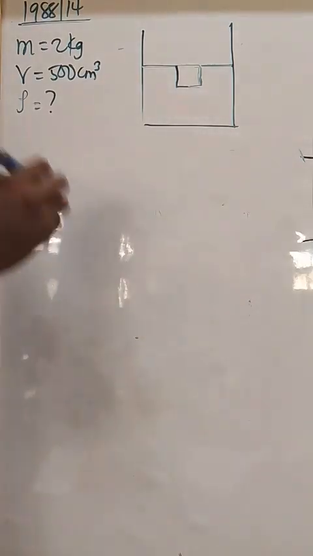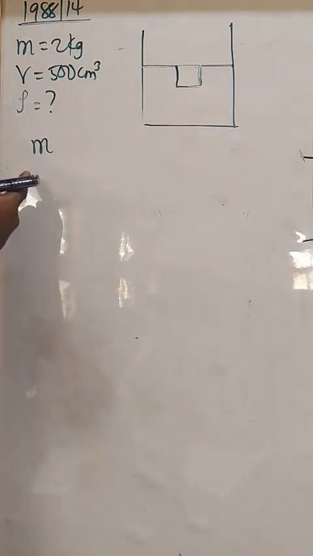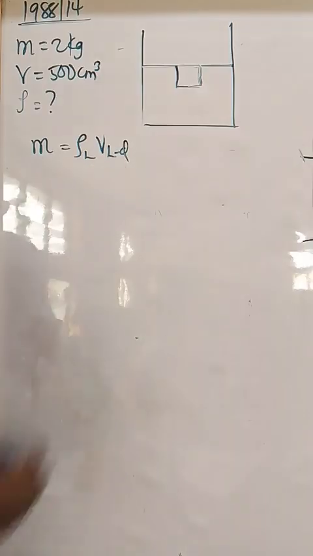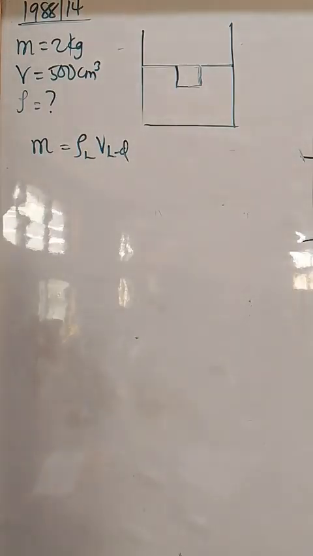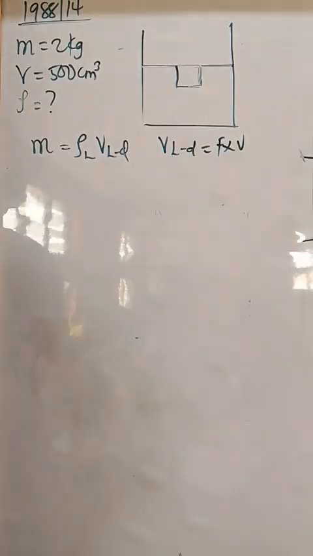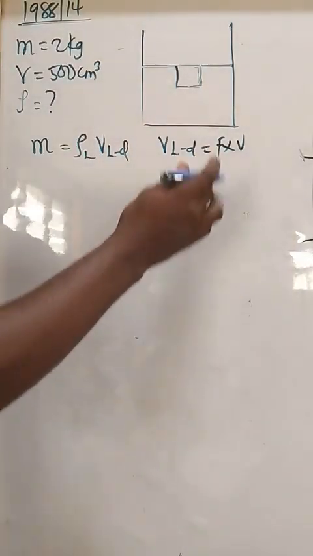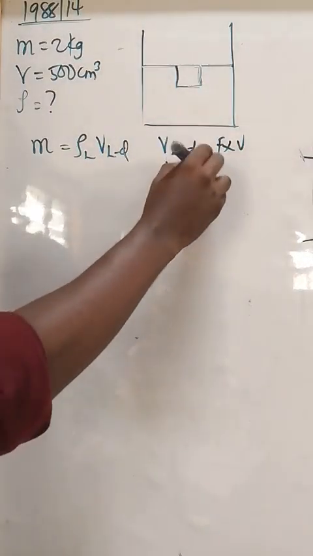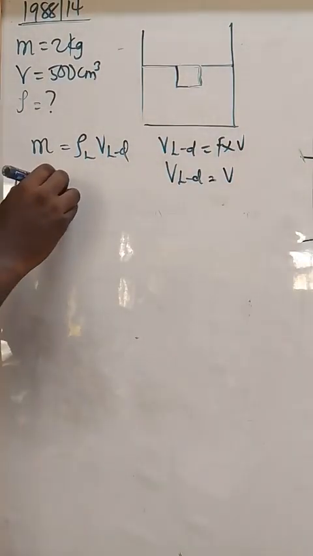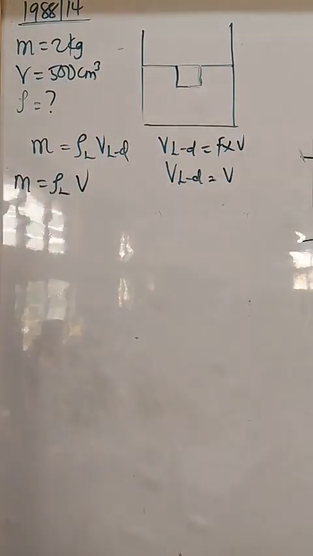So when the body floats normally, according to the principle of flotation, the mass of the floating body equals the density of the liquid times the volume of liquid displaced. The volume of liquid displaced is the fraction of the volume of the body immersed. In this case, everything enters, so the fraction is 1. So the volume of liquid displaced equals the volume of the body. So mass equals the density of liquid times the volume of the body.